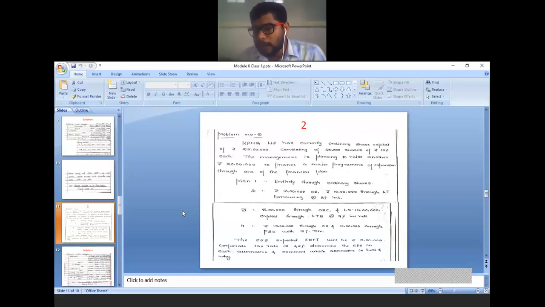So what is the face value of the share? Face value of the share is 100 rupees. 25 lakh is equity share capital, divided by 100 is nothing but 25,000 shares. So number of equity shares, how much? 25,000 shares. This is called the existing capital structure.